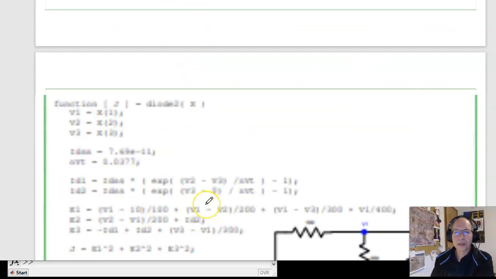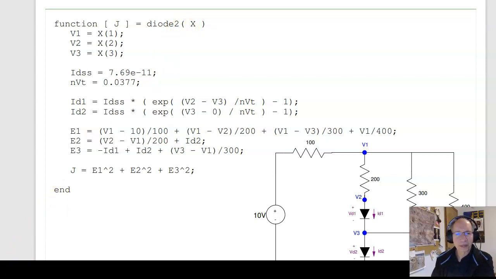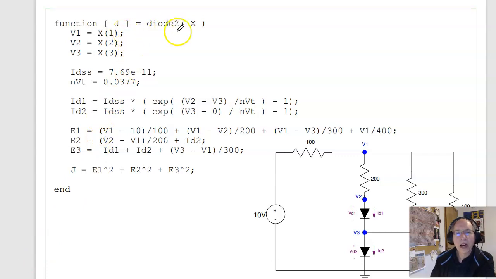To solve, we do kind of the same thing we did before. I'm going to guess V1, V2, V3. So first I create a function in Matlab called Diode2. Completely original name. I'll then parse it. X is a matrix. The first element means V1. The second element means V2. Third element means V3. I define IDSS and NVT. Here's the diode equations. The voltage across this diode is V2 minus V3. This diode is V3 minus 0.